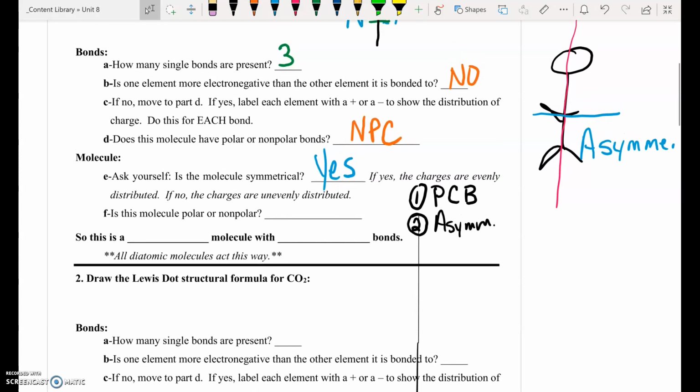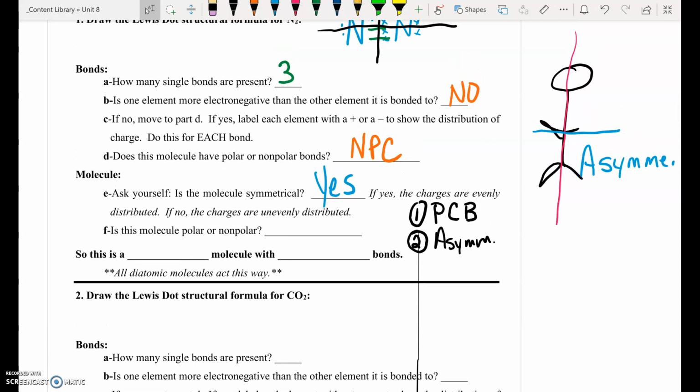So let's go to the first one. The first one says, what type of bond does this have? And it's right here highlighted in yellow, nonpolar covalent. So that means that this would be a no. So that immediately tells you that it's a nonpolar molecule. So this is a nonpolar molecule with nonpolar covalent bonds.